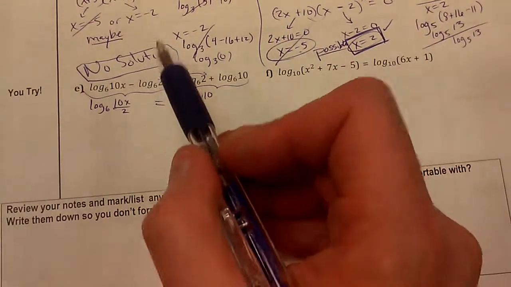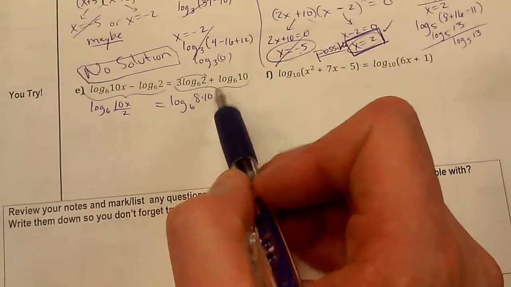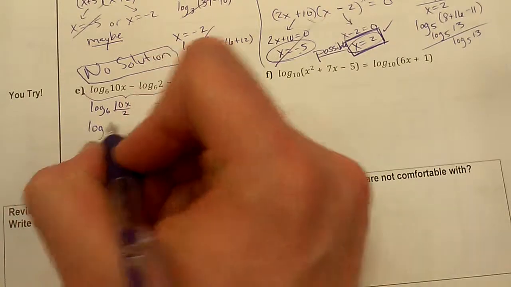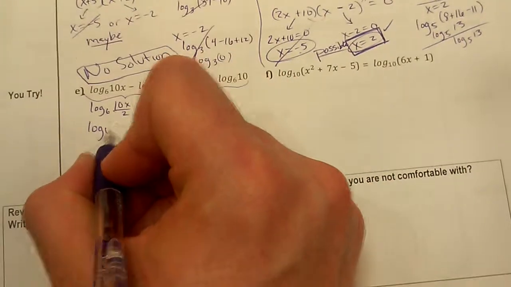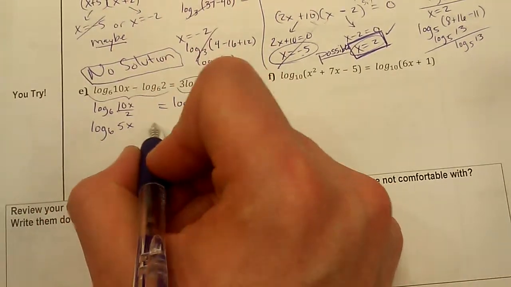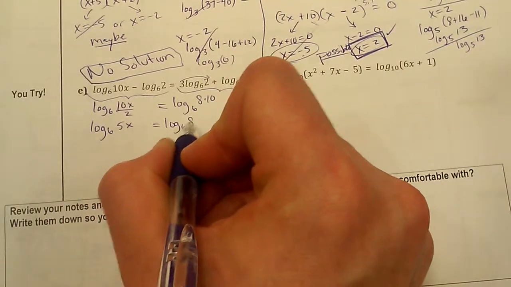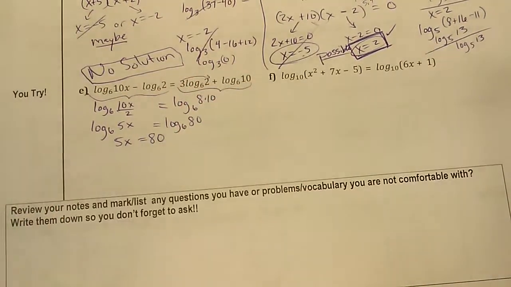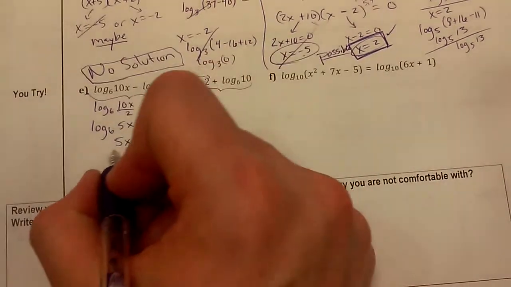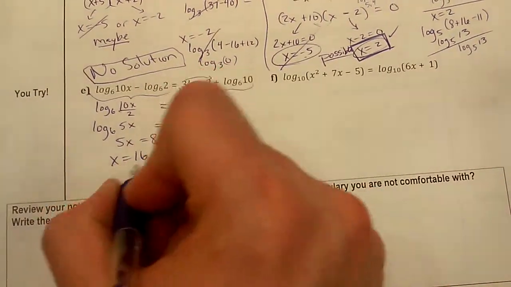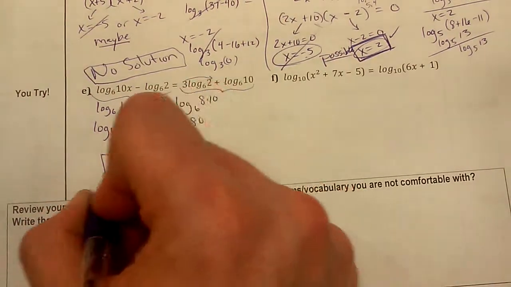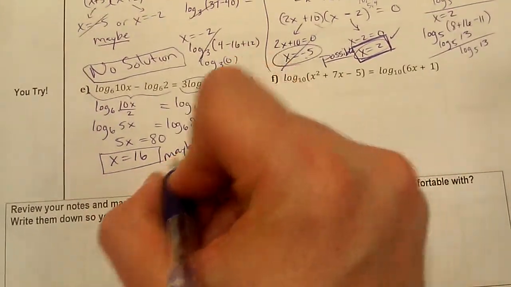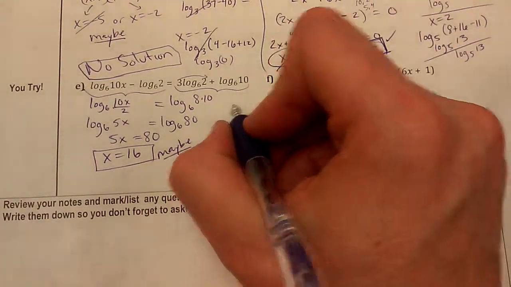Right? 2 to the third, frog jumps over the log, adding, so it's the product rule. Okay, so now we have log base 6 of 5x equals log base 6 of 80. So now I can ignore my logarithms. Divide both sides by 5. And so x is possibly maybe 16. Maybe. Not sure yet. So I'm going to go ahead and check.